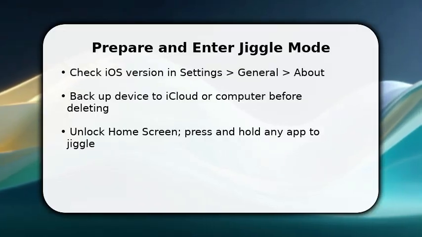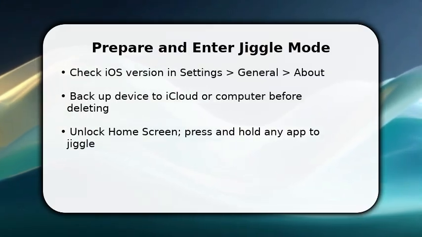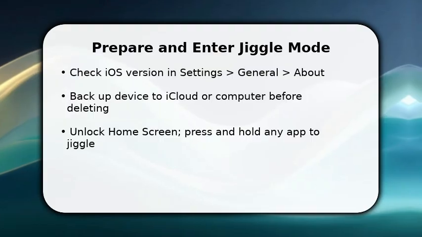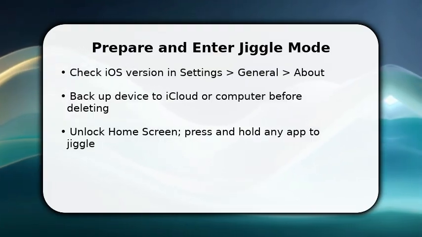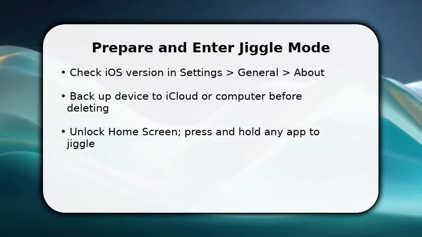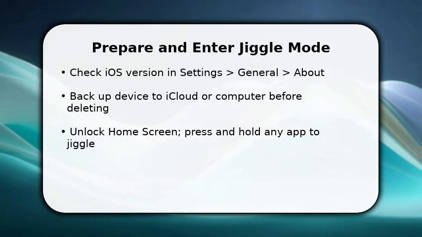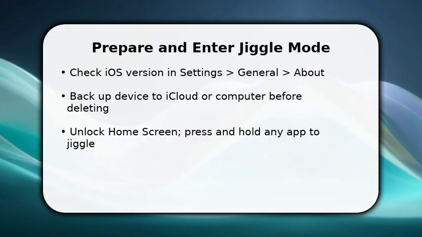You begin by confirming prerequisites, current iOS and a recent backup so you can restore if needed. Now unlock the iPhone and go straight to the home screen. Press and hold an app icon until everything starts to jiggle. Once apps wiggle, you'll see delete or remove options. This is the first actionable step that gives you control.